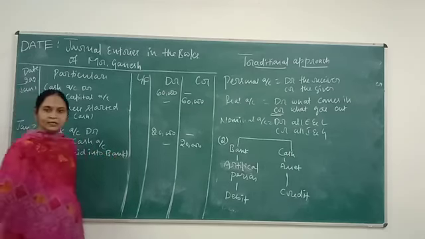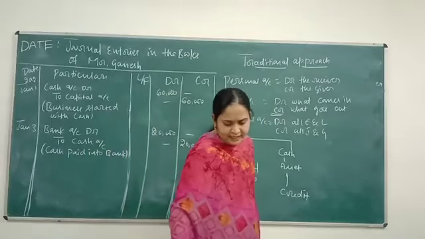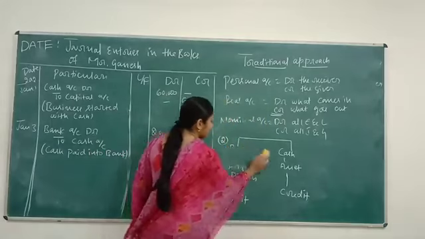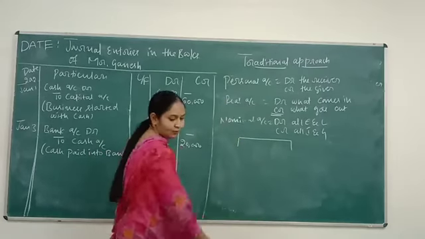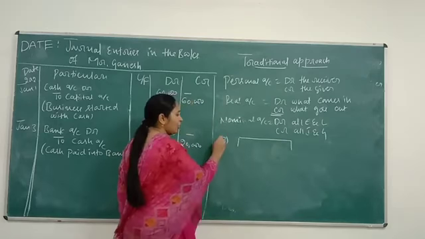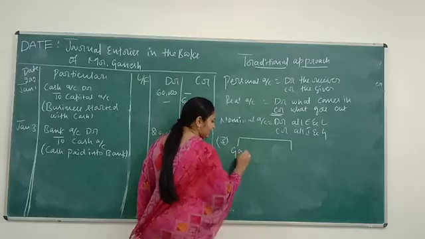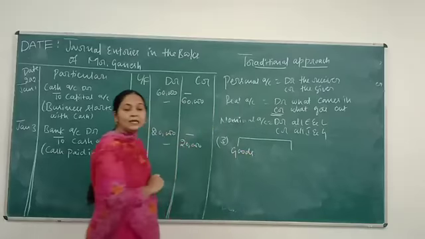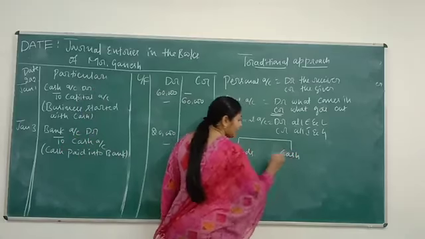Okay. Now moving on to the next journal entry. What is the next journal entry? Purchase goods for cash rupees 20,000. Now business is purchasing goods. What is the take aspect? Goods. What is the give aspect? Cash. I cannot write goods here.